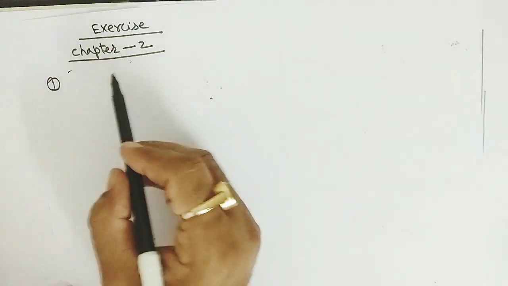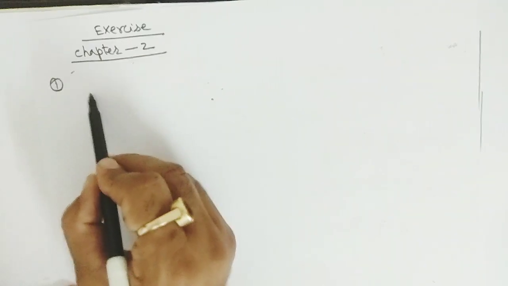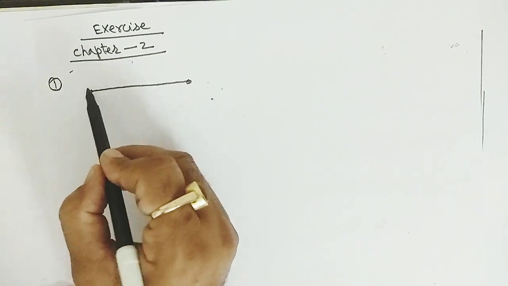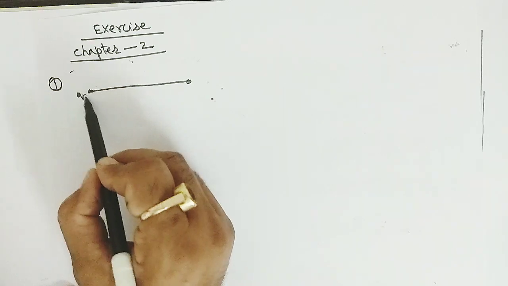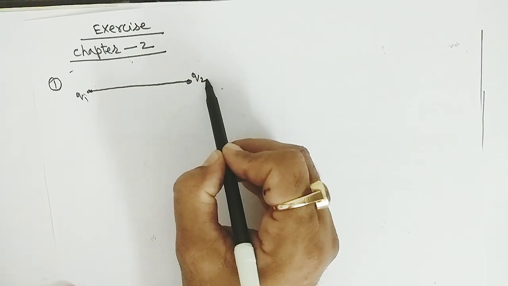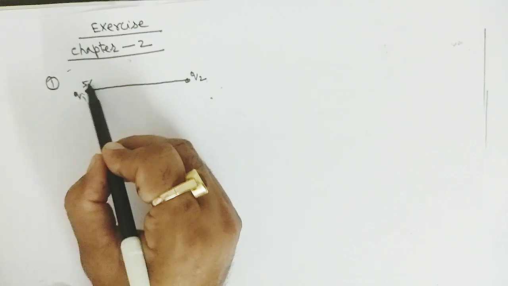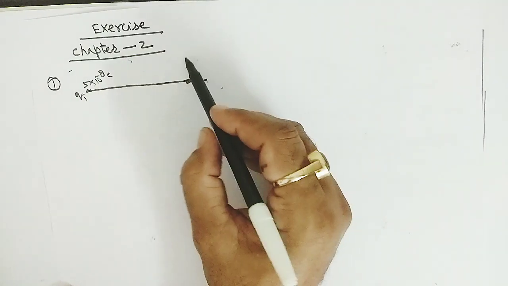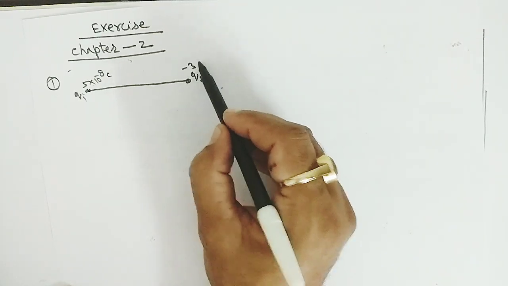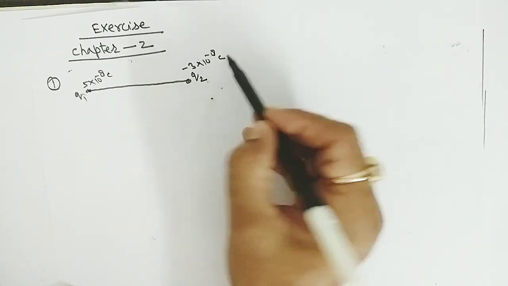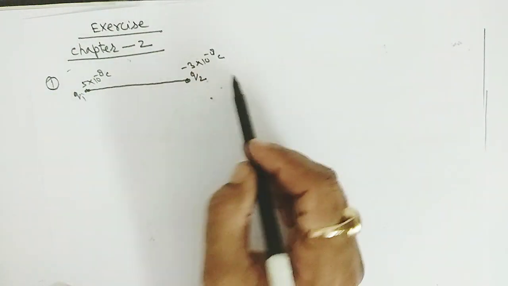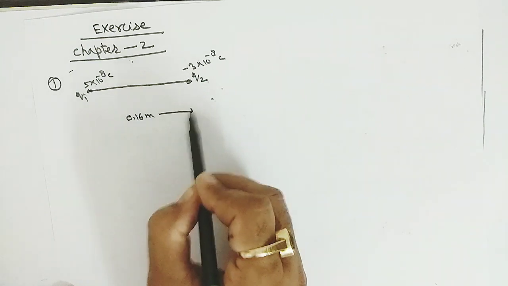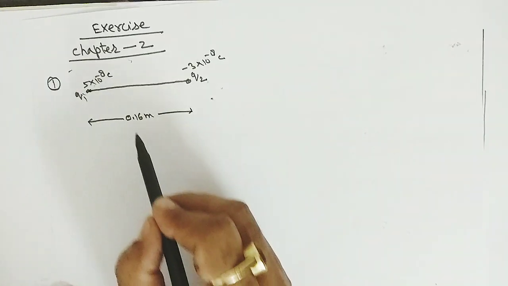See the first question. Two charges. Suppose two charges Q1 and Q2. The first charge is 5 into 10 to power minus 8 coulomb, and the second charge is minus 3 into 10 to power minus 8 coulomb, located 16 centimeter apart. 16 centimeter, that is 0.16 meter apart. This is the distance between them.